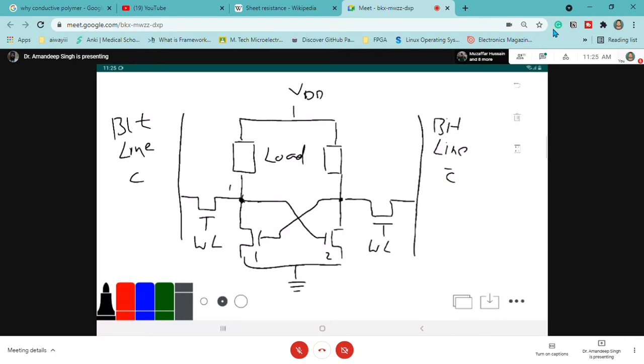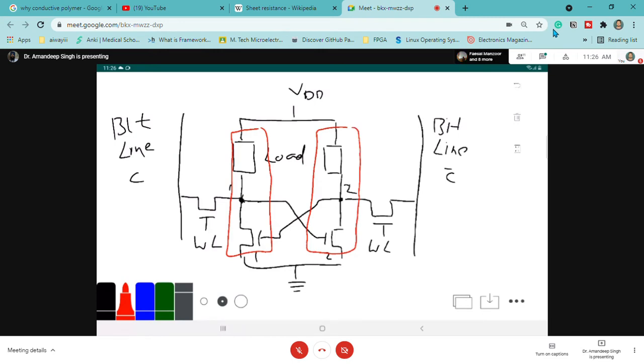Let us suppose I'm writing 1 and 2 where the data is stored. So if you look at this, this is basically a load, and this load can be a resistive load. Okay, depletion load means depletion load NMOS, or it can be PMOS to make it a CMOS. Okay, so this is basically an inverter, and this is again basically an inverter.